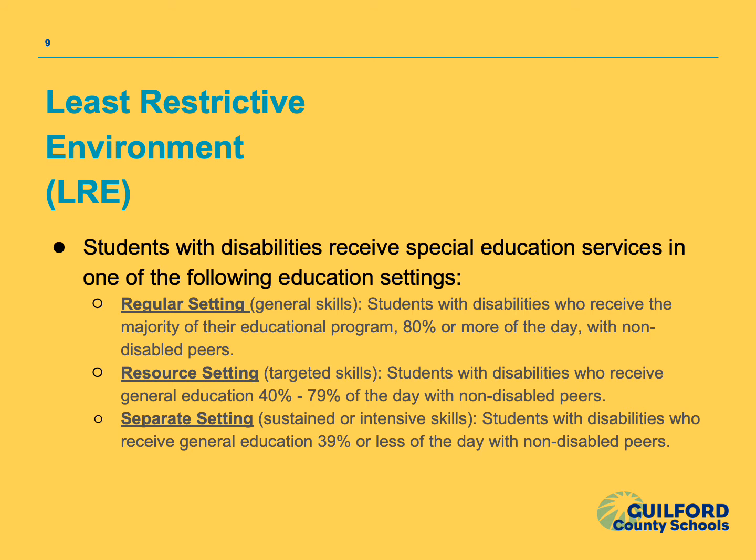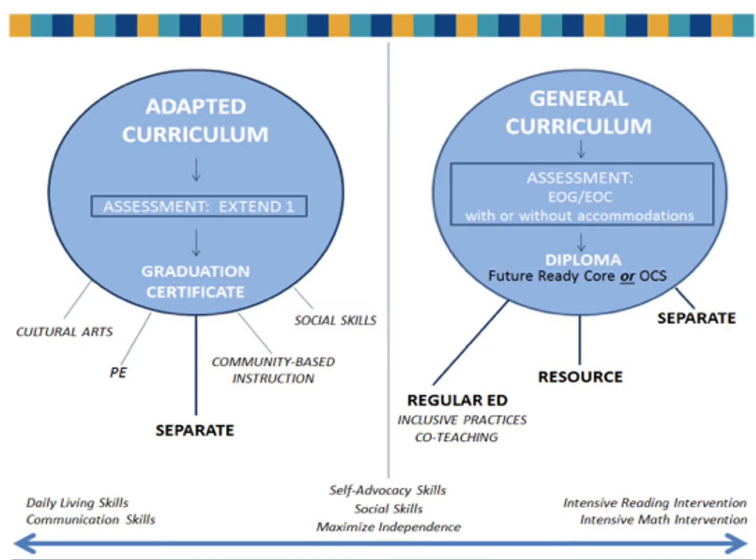Teams can consider regular, resource, or separate settings, which are available at every school for students participating in the North Carolina Standard Course of Study. Teams may also consider self-contained classes for students with more significant needs who participate in the North Carolina Extended Content Standards.